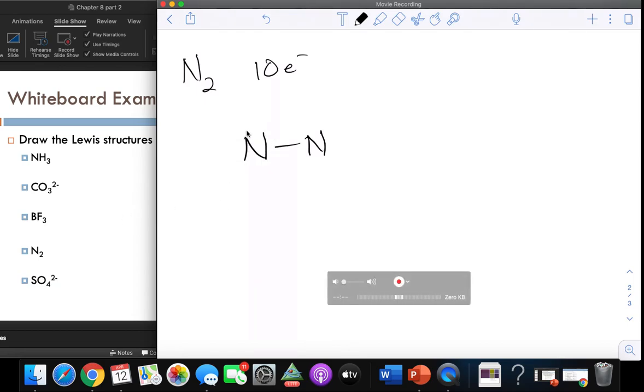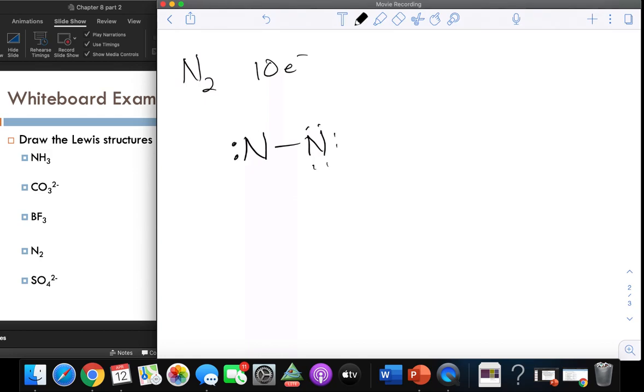in terms of our steps, because remember, my next step is filling the outer octets. So I'm going to fill the outer octet on, this is going to be my only outer atom in this case, so I'll fill the octet on this nitrogen. And then if I count how many electrons I've used, there's 8 total here around this nitrogen. I started with 10, so I have 2 left over to be a lone pair on my other nitrogen.